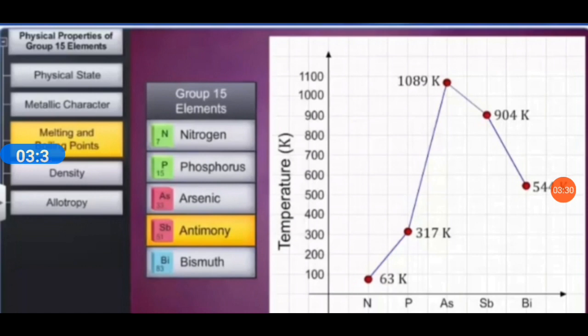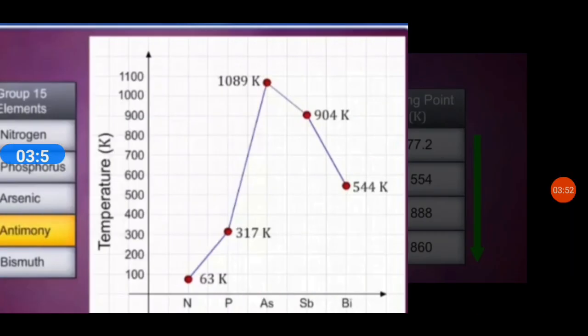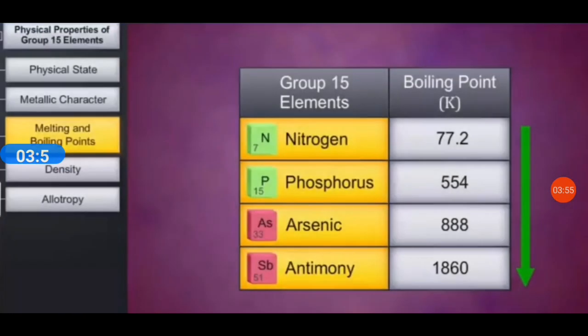Melting and boiling points. The trend of melting point is shown in this graph. It first increases up to arsenic and then decreases up to bismuth. The increase is due to increase in molecular mass, but later on, due to loosely packed structure of elements, it decreases for antimony and bismuth. Boiling point of these elements increases down the group due to increase in molecular mass.